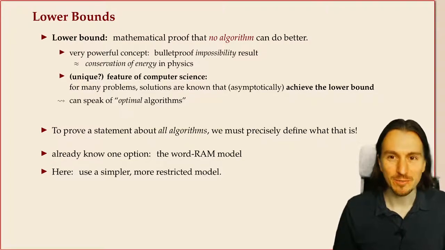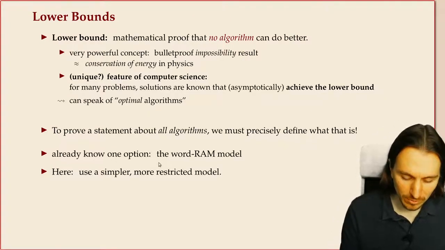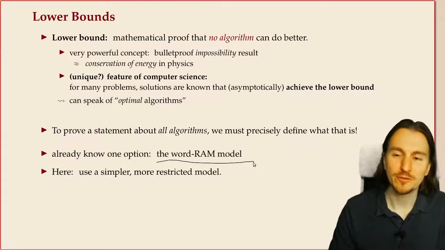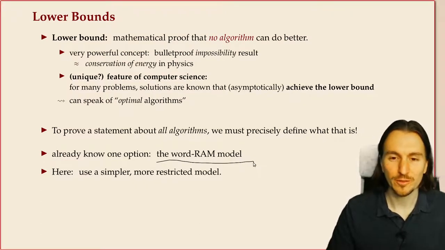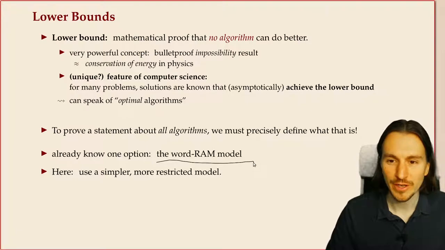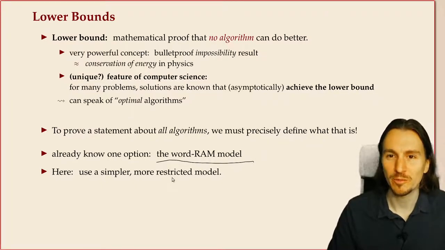As I said, it's a statement about all algorithms, so we must precisely capture what this means, what is all algorithms. We already know one way to do it. Any formal model of computation is suitable to do this. Any formal model of computation of computers defines a class of algorithms, but it turns out that the RAM model is fairly powerful, and so it's hard to prove lower bounds for it. It's not impossible, and people do this. This is an active field of research, but for today and for here, we want to look at a more restricted model where the lower bound proofs are simpler.